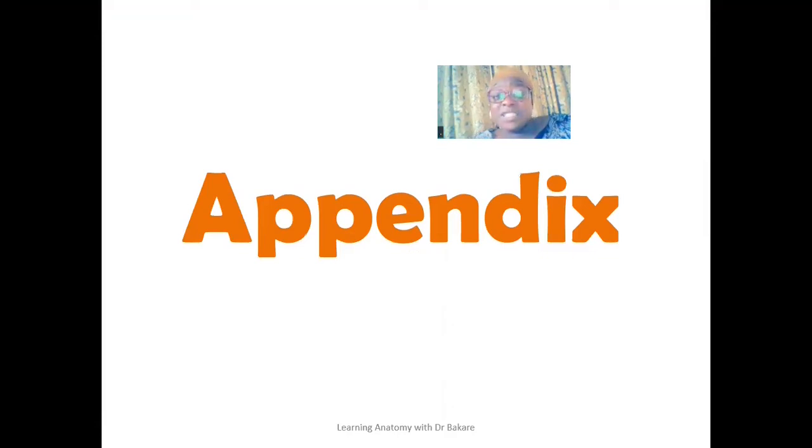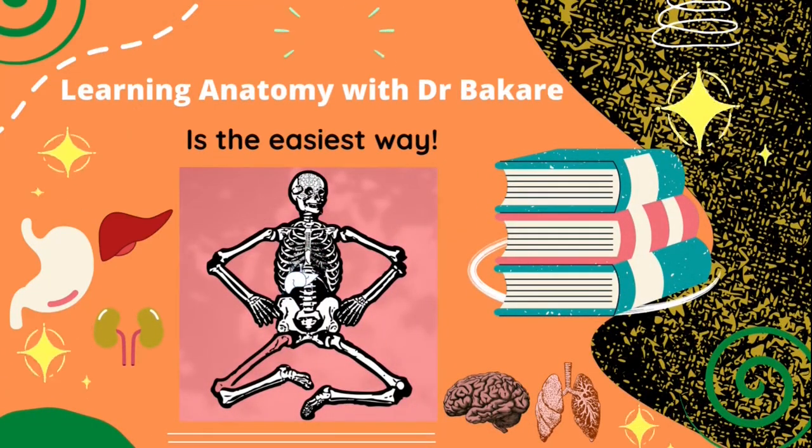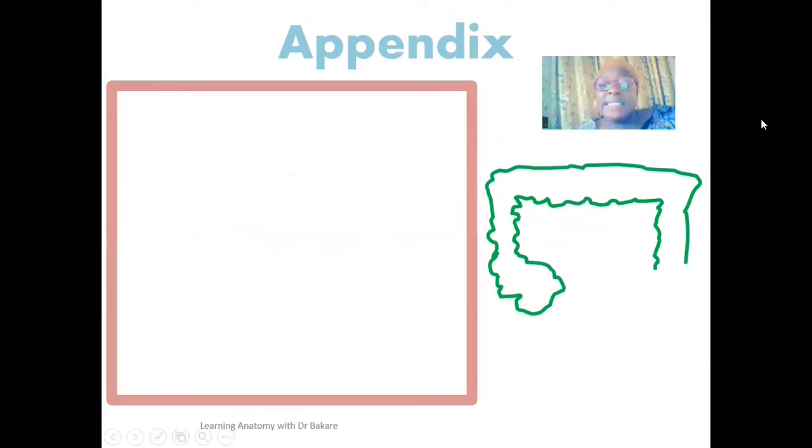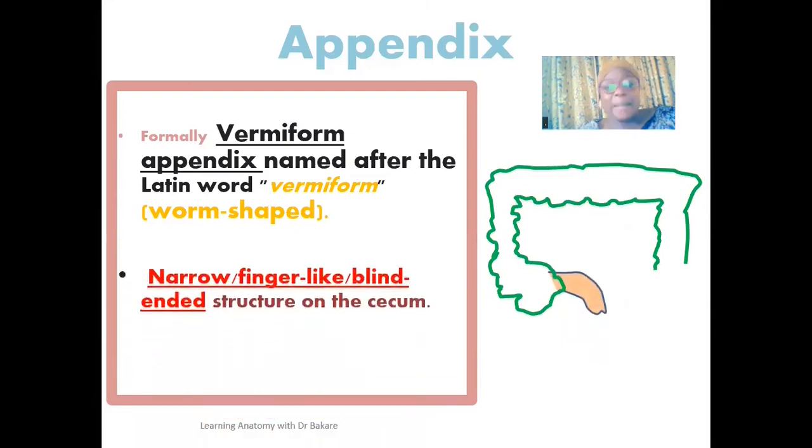In this lecture, we'll be looking at the appendix. The appendix is formally referred to as the vermiform appendix, named after the Latin word vermiform, which means worm-shaped. So it is a worm-shaped structure that is seen to emerge on the wall of the cecum. So we can say that the appendix is a narrow finger-like or blind-ended structure that is seen as an emergence on the wall of the cecum.